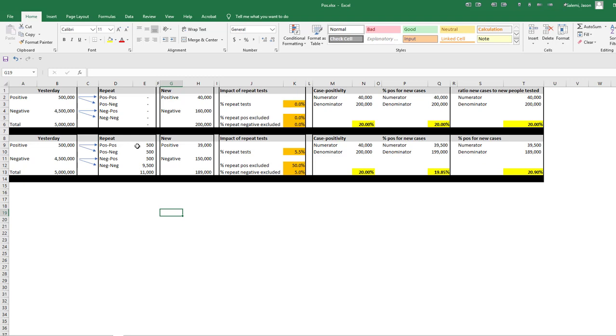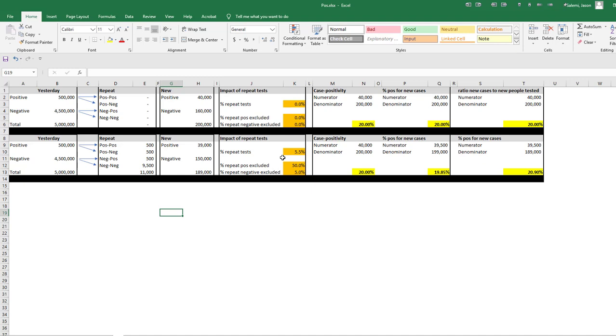So I've got 500 people tested today who tested positive who had previously tested positive. I've got 500 people who tested negative today who had previously tested positive. I've got 500 people who tested positive today who had previously tested negative, so that's also a new positive. And then I've got 9,500 people who tested negative today, and they had also tested negative on at least one previous day. So 11,000 repeat tests, and this is how they were distributed.